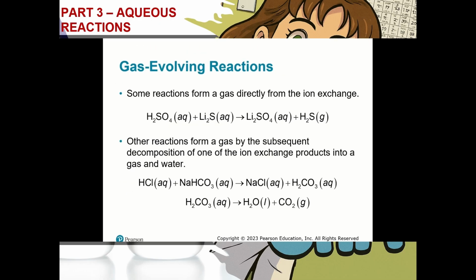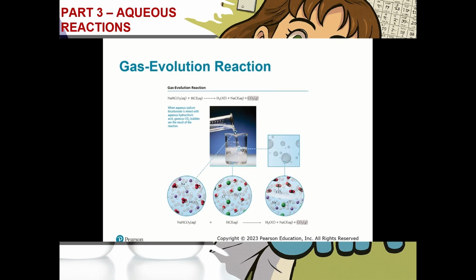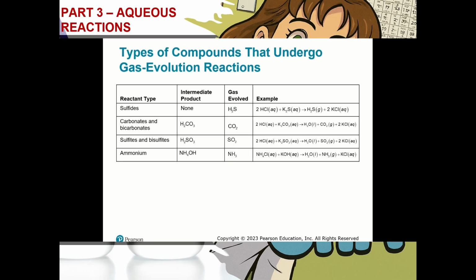So now, gas-involving reactions. Some reactions produce gas directly and others form a compound that decomposes into gas and water. These are common in acid-base reactions too. So here is a visual of a gas evolution reaction. We have here sodium carbonate and hydrochloric acid forming water and sodium chloride plus CO2. So we have a gas over here. That's why you're going to see some bubbles. That is an indication that we have a reaction happening with gas formation.